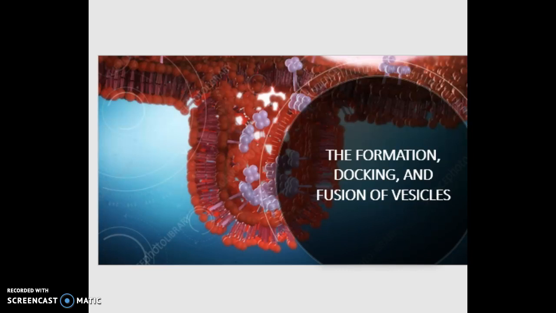And we're going to be talking about the formation, docking, and fusion of vesicles. There are two main pathways for vesicle transport. The first one is secretory, and the second one is endocytic. The secretory pathway is where synthesized proteins or lipids are secreted outside of the cell, and the endocytic pathway is where extracellular molecules come into the cell and are degraded.